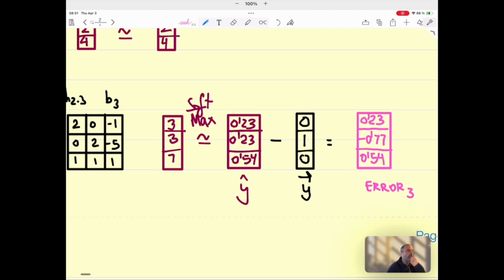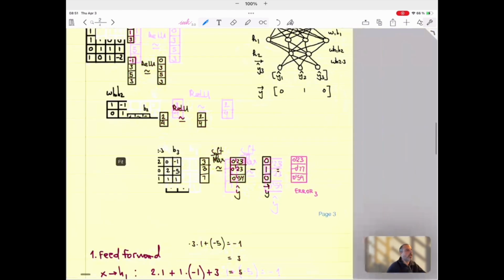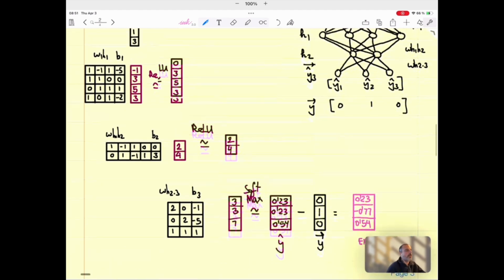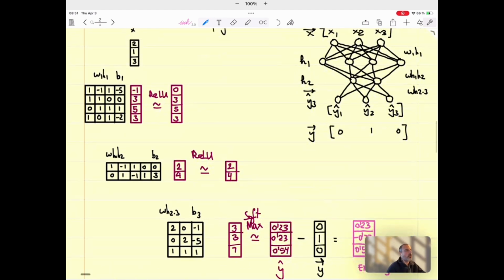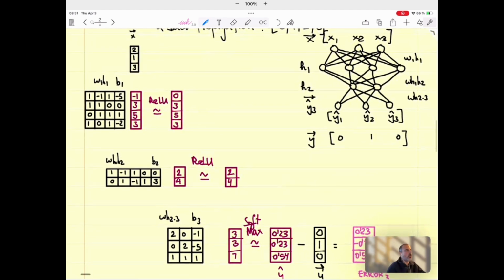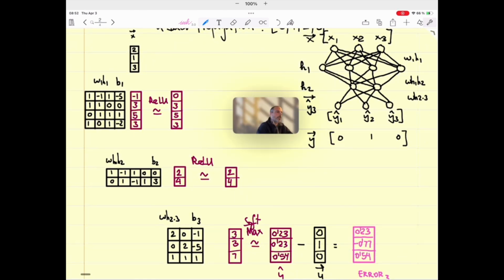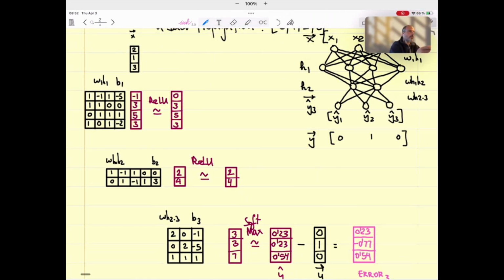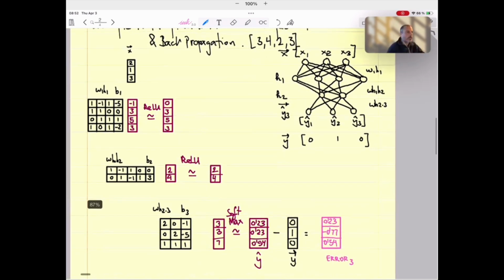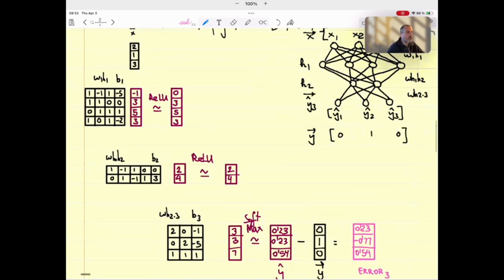We have performed a full forward pass. Okay? A full forward pass. Any questions?